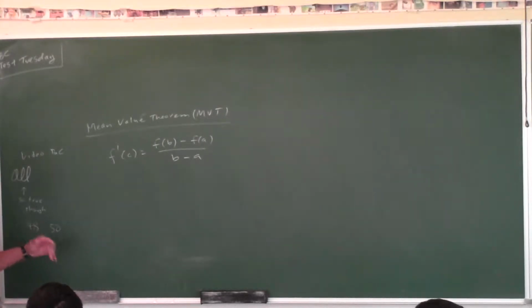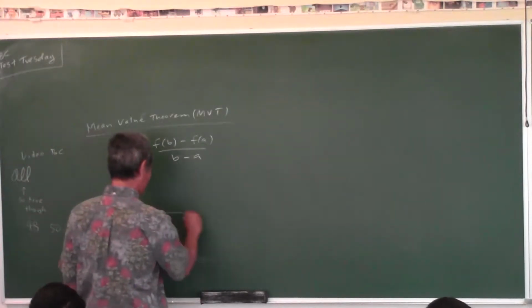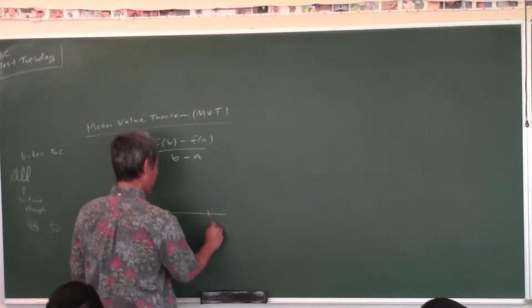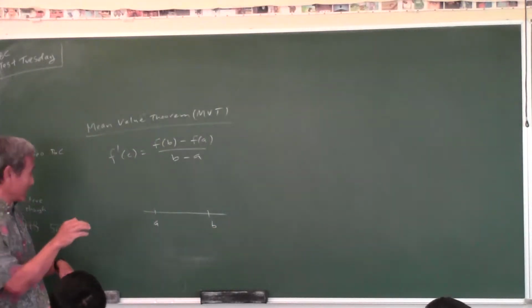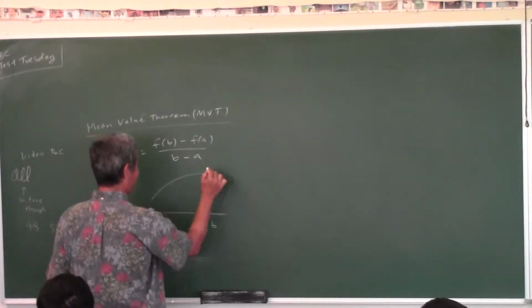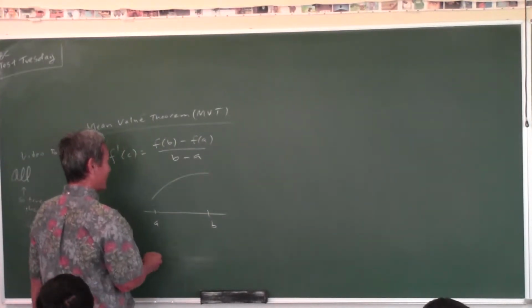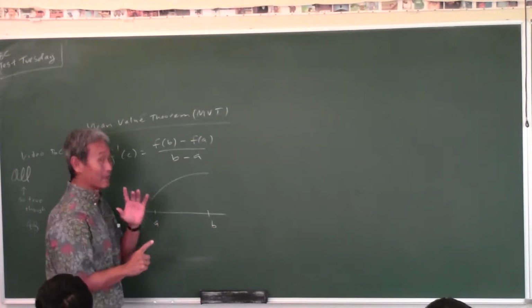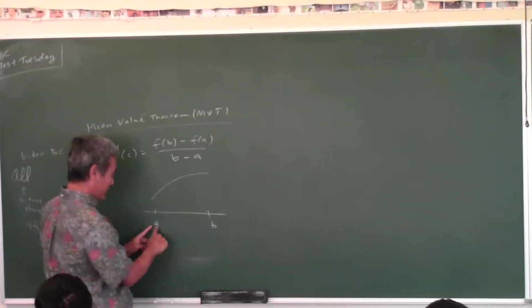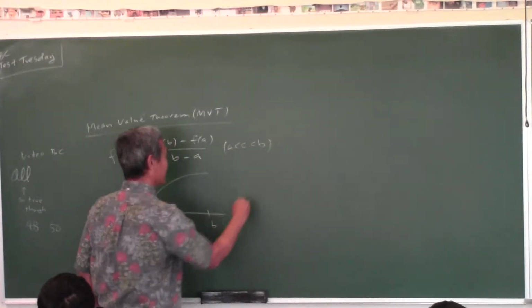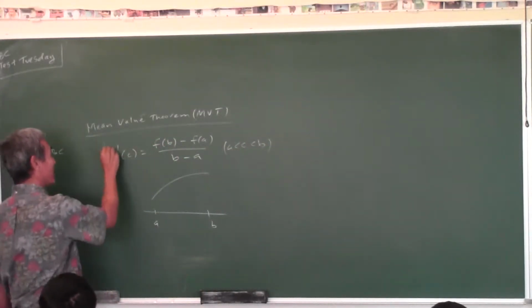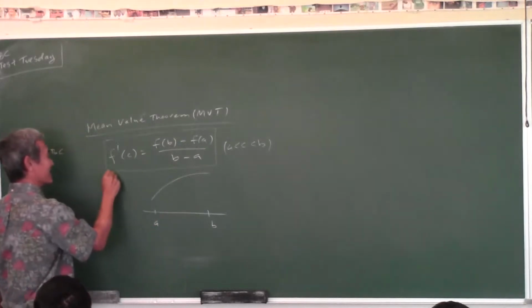Now, what the heck does that mean? Let me show you. Okay, here's A and here's B. F has to be differentiable, smooth and continuous. So something like that. Then there is at least one value of C somewhere between here. C has to be between A and B, such that this. Now let's analyze this.